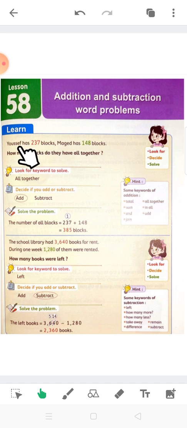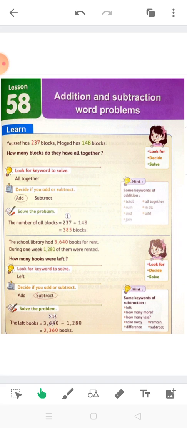In the first story problem, Yusuf has 237 blocks. Majid has 148 blocks. How many blocks do they have altogether? So the keyword is altogether. Okay? So this means we will add the two numbers. So we decide if we add or subtract, we add these numbers, okay? We take these numbers down and write them down and we will say add.